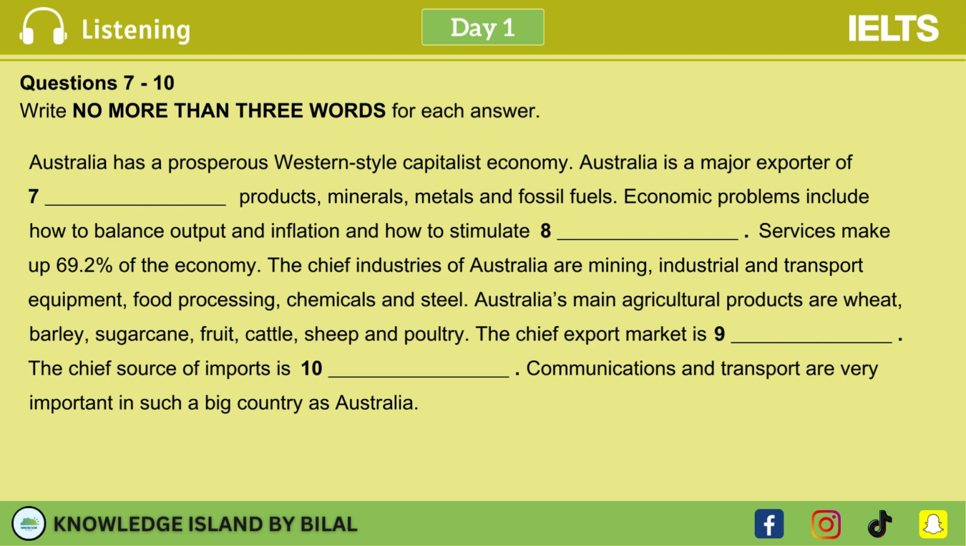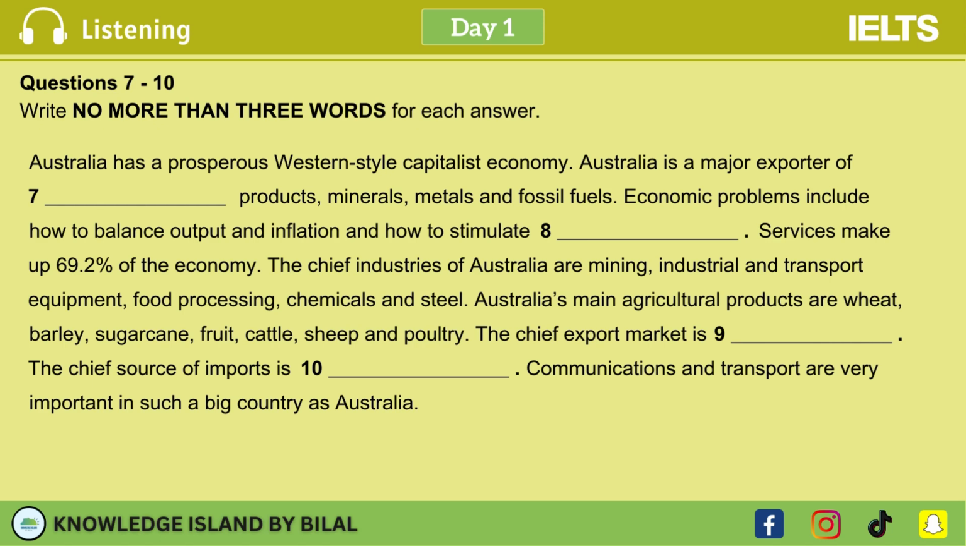The labor force has a similar pattern. The total labor force is 8.2 million. 34% work in finance and services, 23% work in public and community services, 20% work in the wholesale and retail trade, 17% work in manufacturing and industry, and 6% work in agriculture. What are the chief industries of Australia? They are mining, industrial, and transport equipment, food processing, chemicals, and steel. What are Australia's main agricultural products? They are wheat, barley, sugarcane, fruit, cattle, sheep, and poultry.